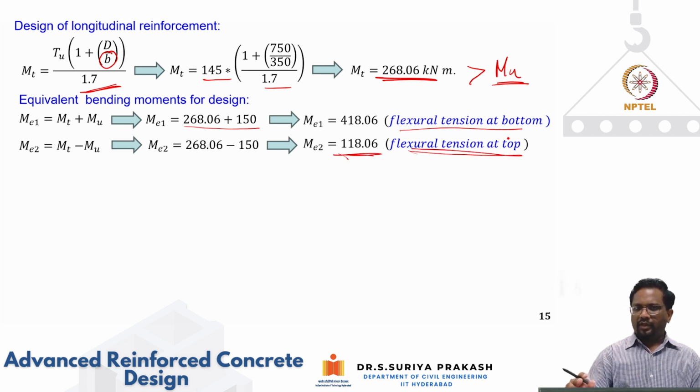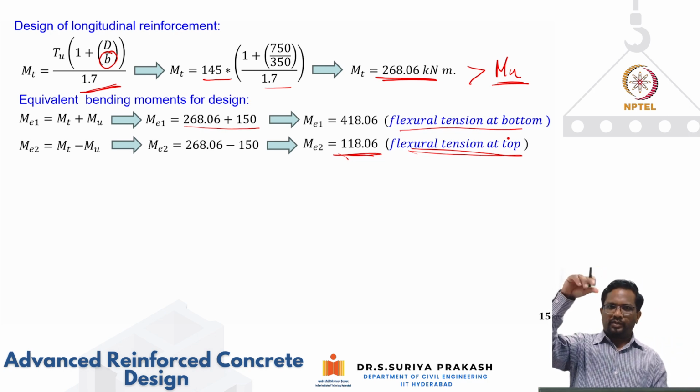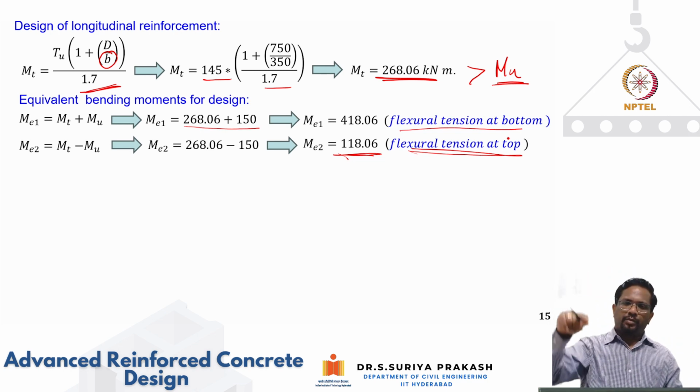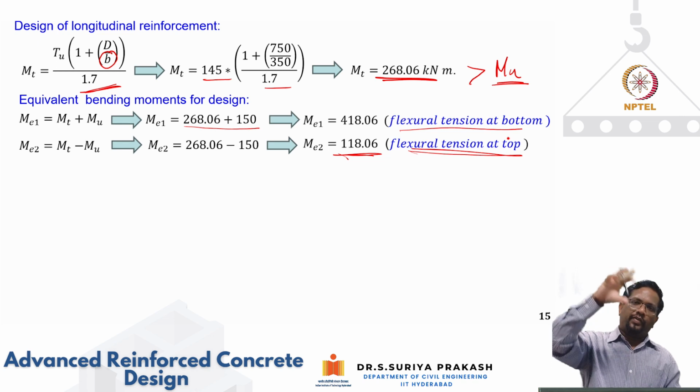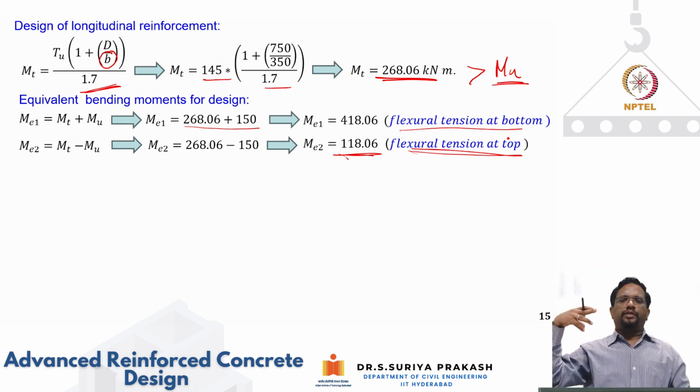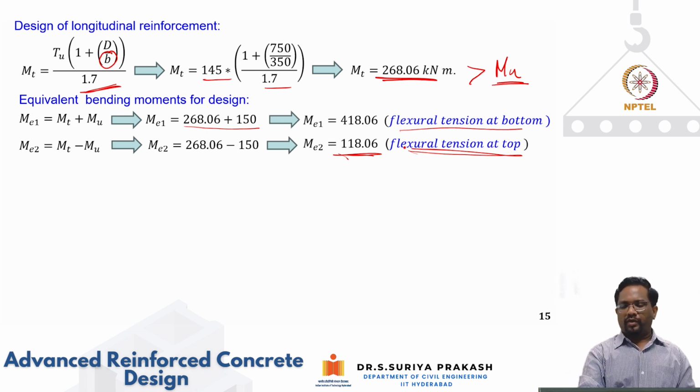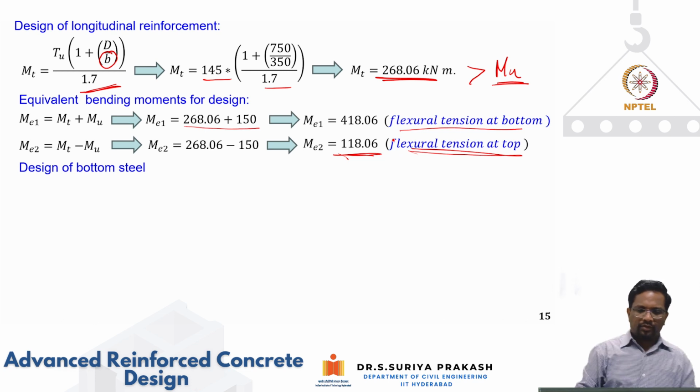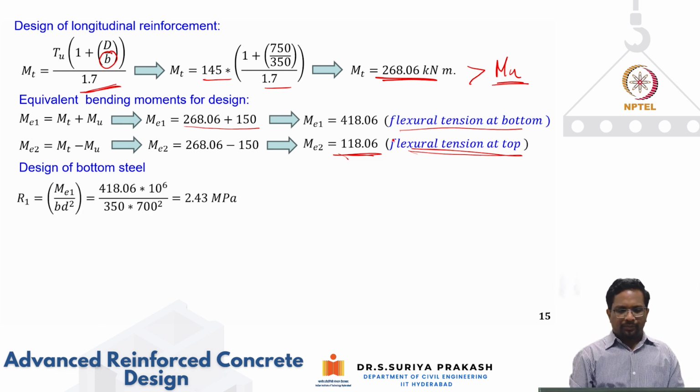Again, why? Though bending is going to create compression, the tension created by torsion is going to nullify that compression from bending and put additional tension on the top. I need to account for that. That is why ME2 is coming. Okay, so with this 118, we go and design for bottom steel.